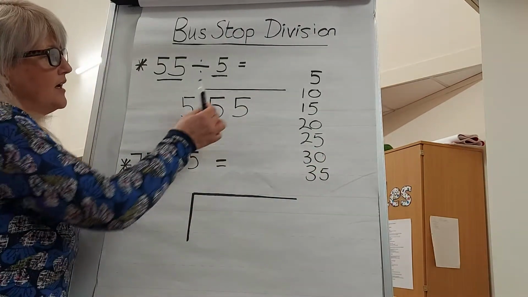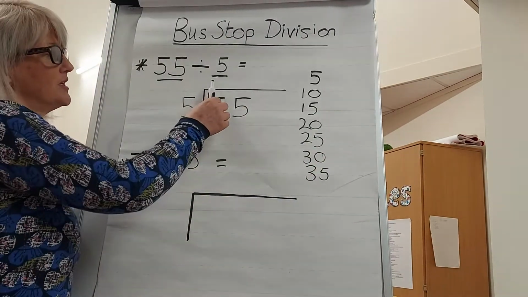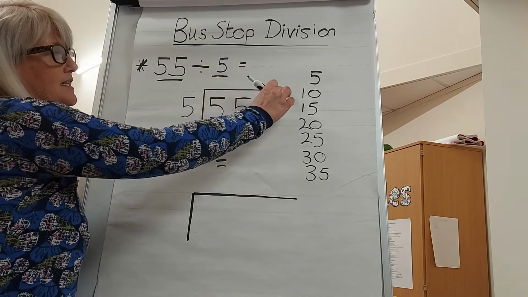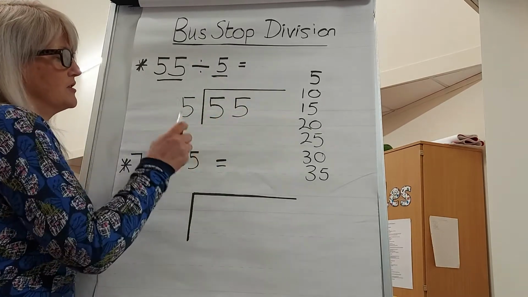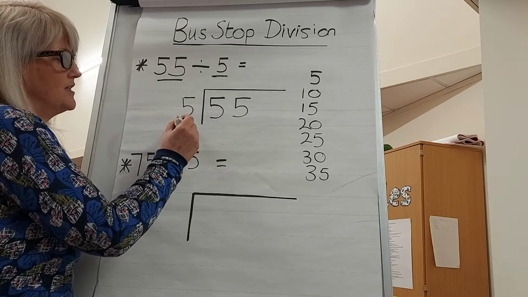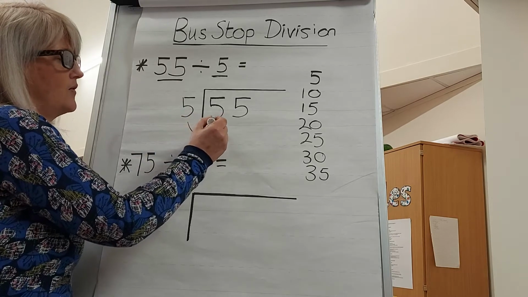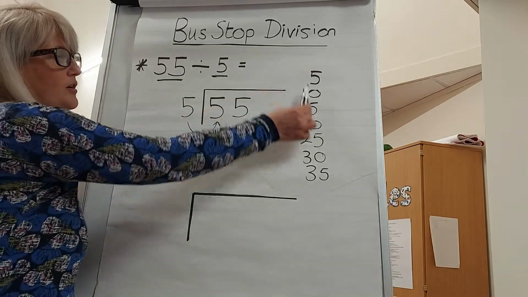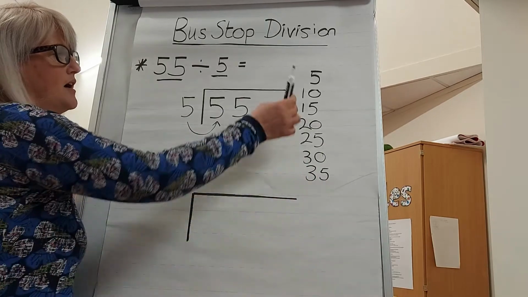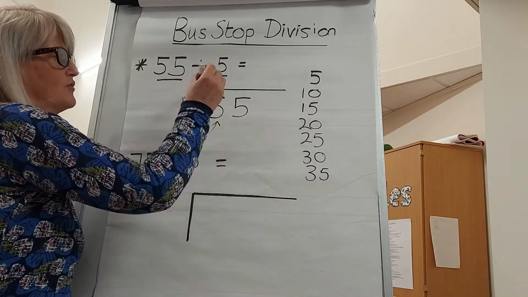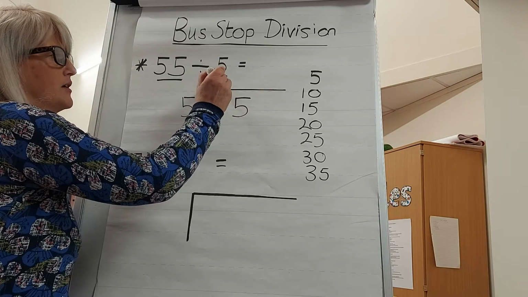Okay. When you're doing bus stop division, your answer line is this line here across the top. So the first calculation I do, I say how many 5s go into 5. Now if I look at my 5 times table, I've already listed it, I know that 1 times 5 is 5. So on my answer line, I write the number 1.